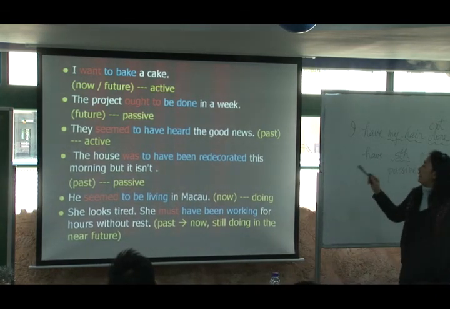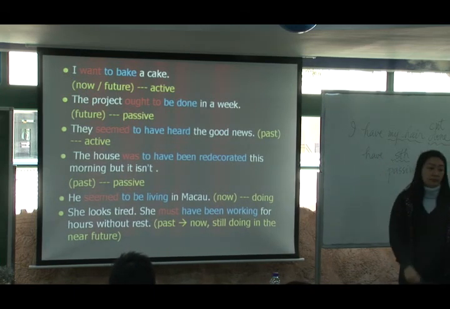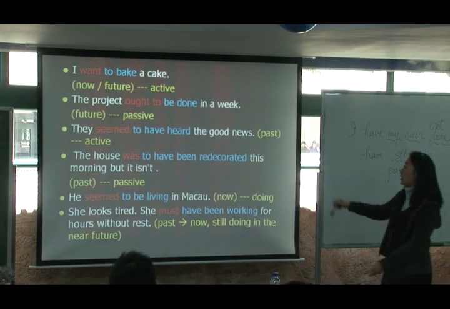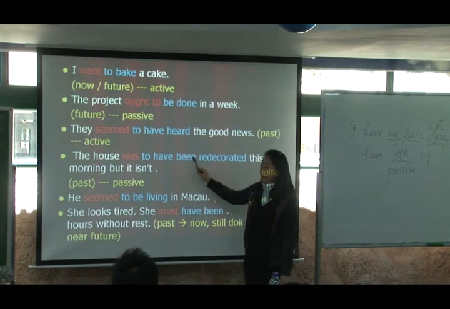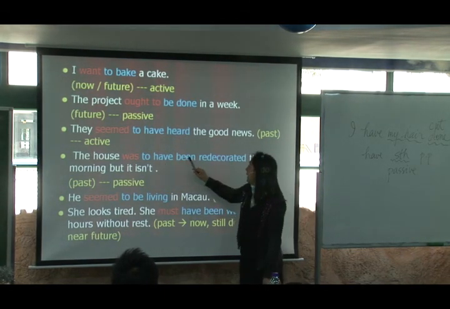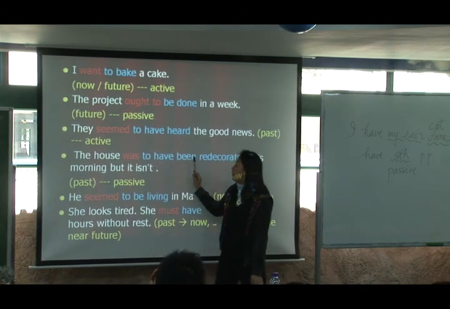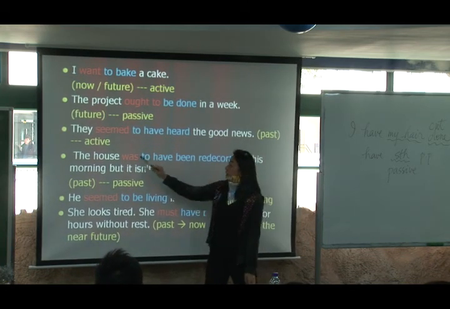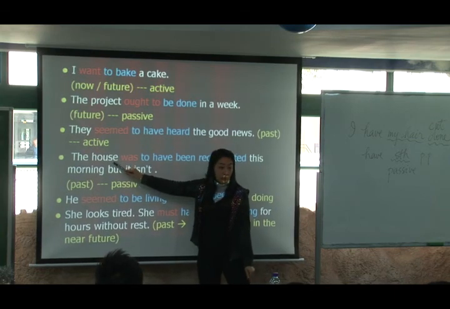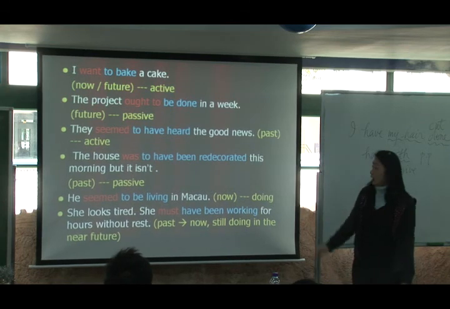The house was to have been redecorated this morning, but it isn't. It should have been done. Okay? Should have been done in the past, but somehow it isn't. That's why we use perfect. And then, can you see been here? Why do we use passive? Because of the subject, house. Okay, we need passive. Any question?